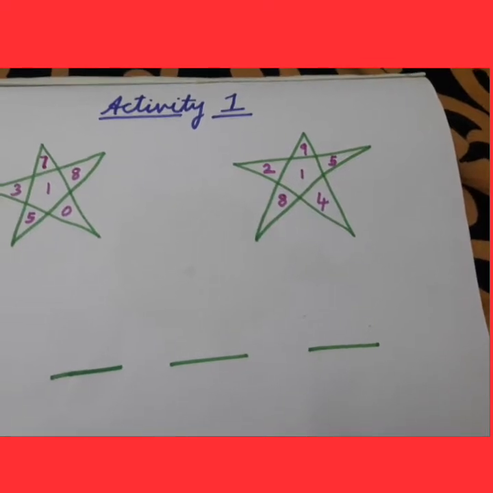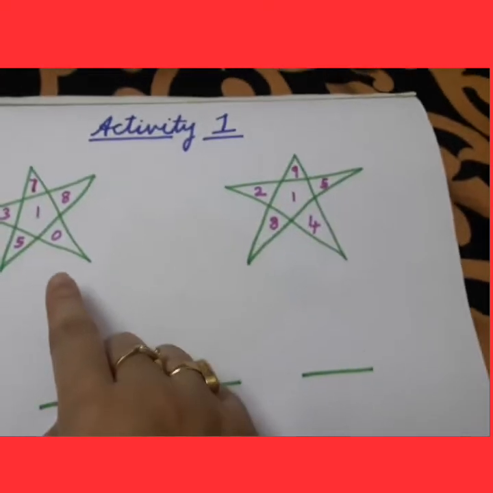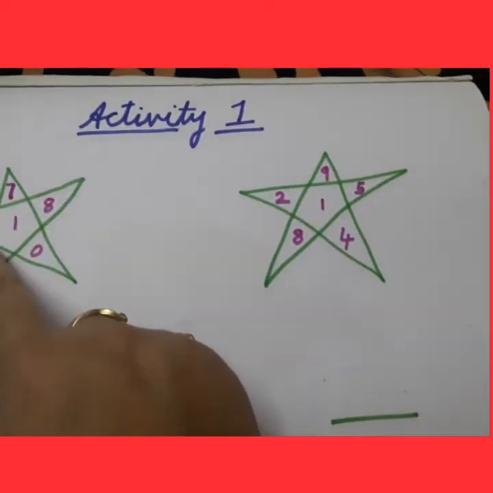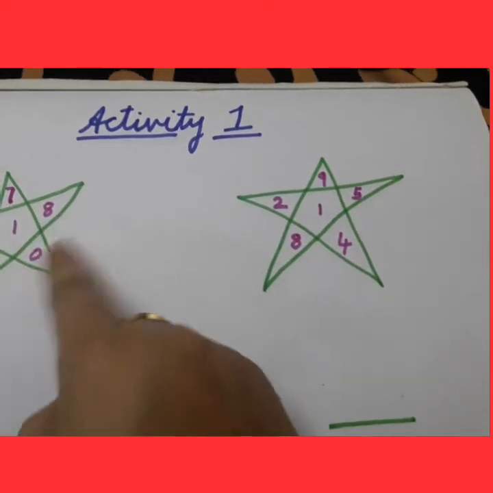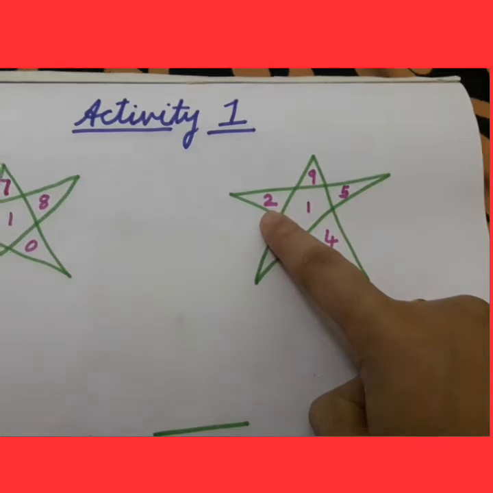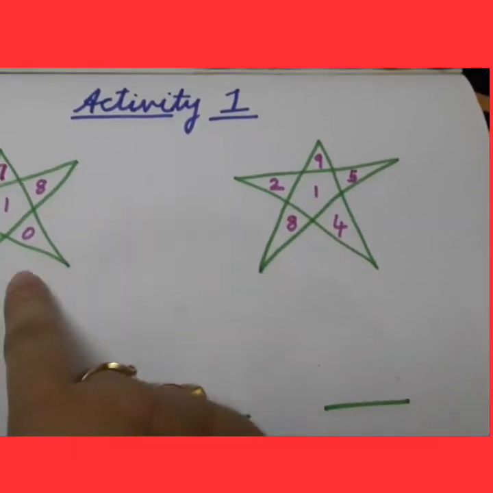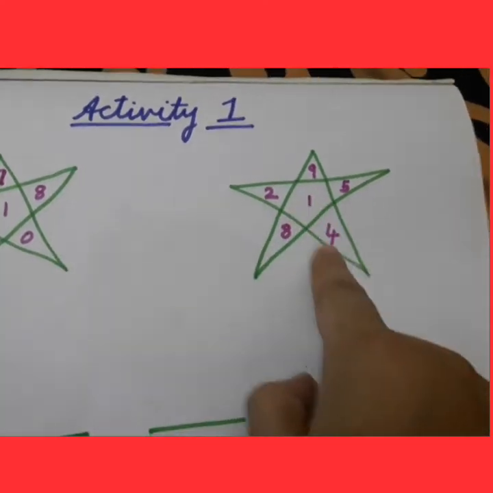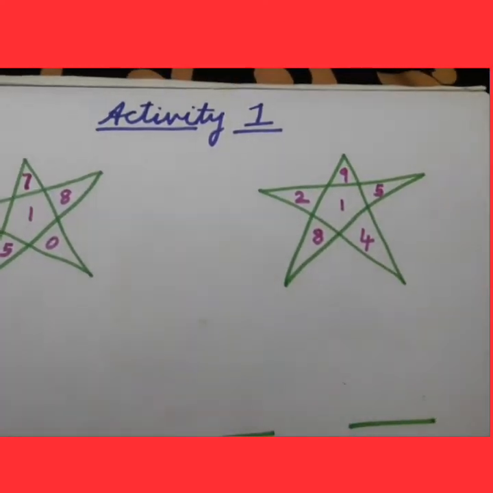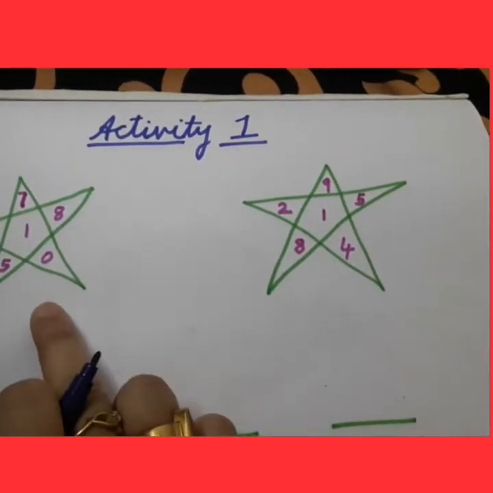In activity 1, draw two stars like this and put some numbers, say 135087 randomly. Here I have put 184592. Put some numbers randomly but keep three numbers in common in both the stars. Now ask your child to see which number is common in both the stars.